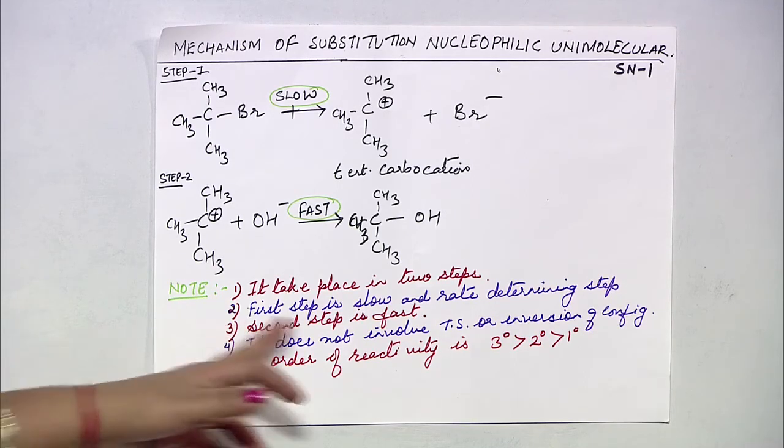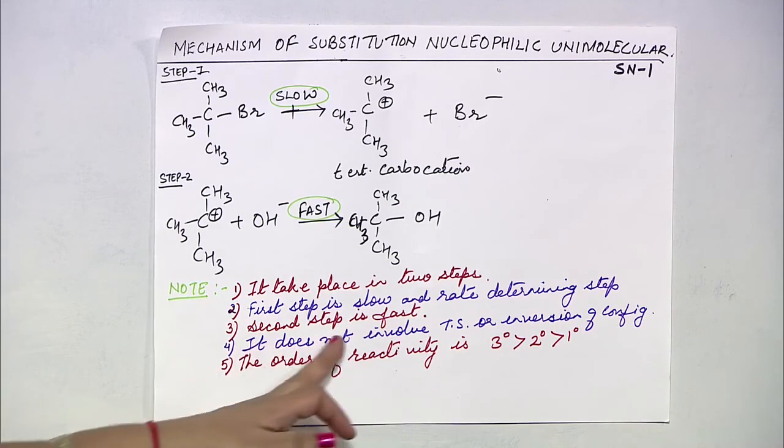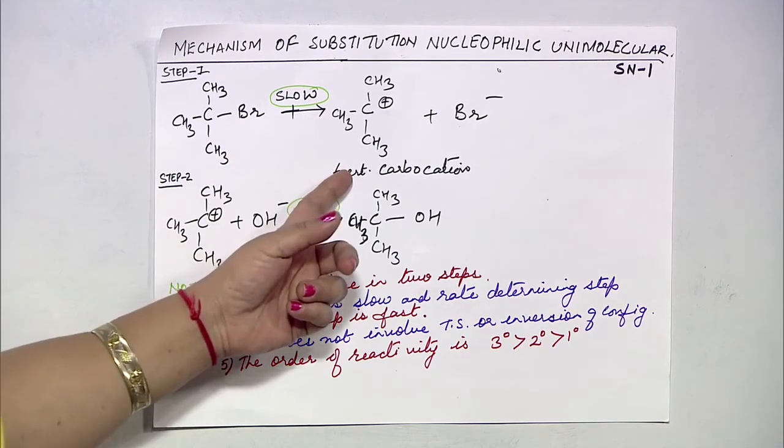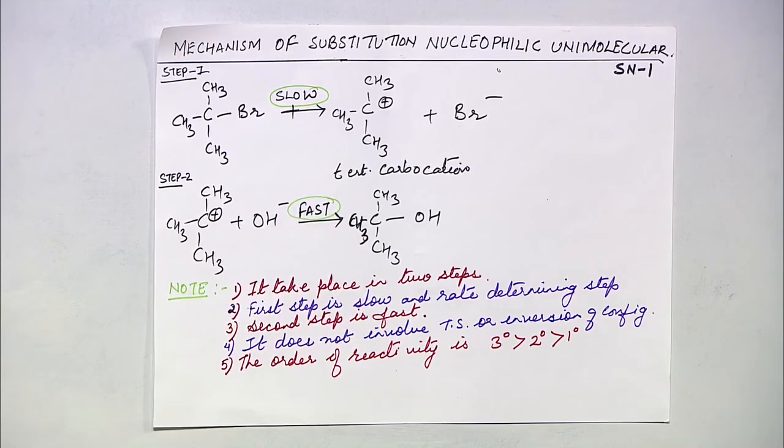Fourthly, the second step is fast and it does not involve a transition state or inversion of configuration as we have seen in the SN2 reaction, and the order of reactivity is reversed. There in SN2 it was primary, secondary, tertiary, but here it is tertiary, secondary and primary. There is a logic behind it. Why does it happen? Because tertiary carbocations are most stable, due to the plus I effect or hyperconjugation, which I have told you about in lesson 23.